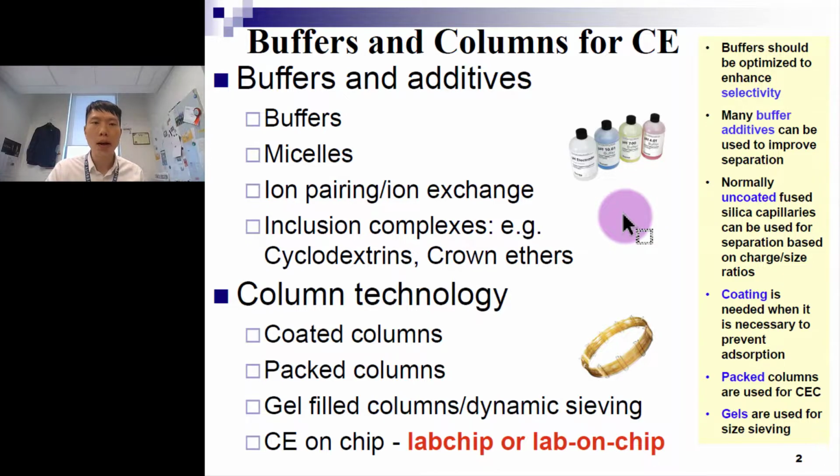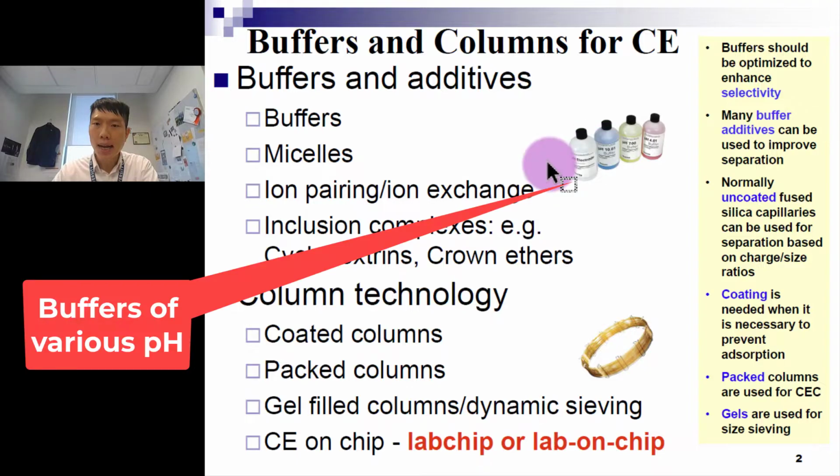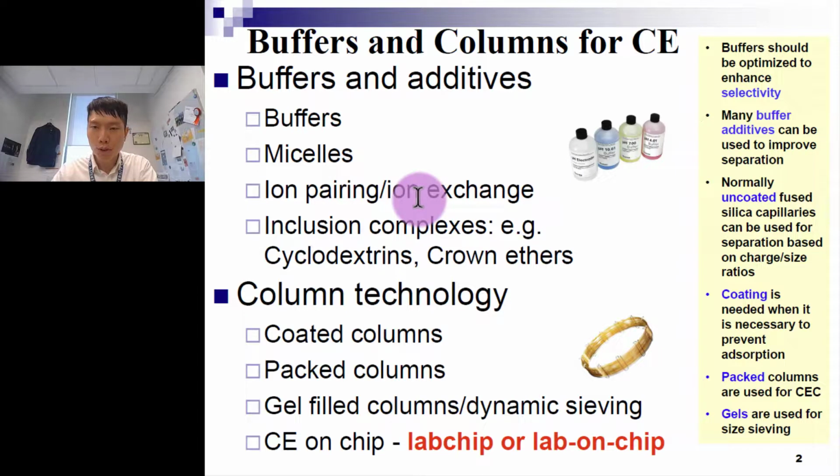First, how do we select buffers and columns for CE? Why are they used? Because the buffers are inside here to run your capillary electrophoresis, they should be optimized to enhance selectivity of your analyte. Now, there are many buffer additives used to improve separation, because you do not want your peaks to merge together. You want them to be fully resolved.